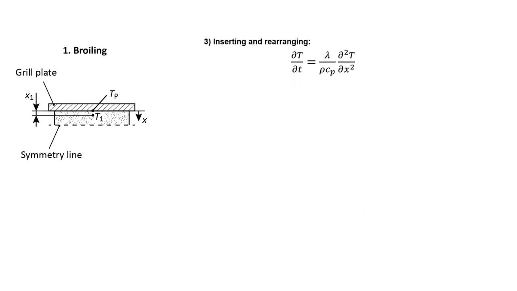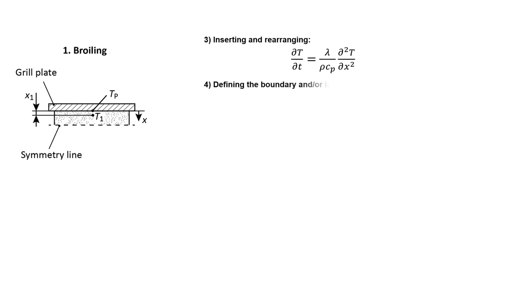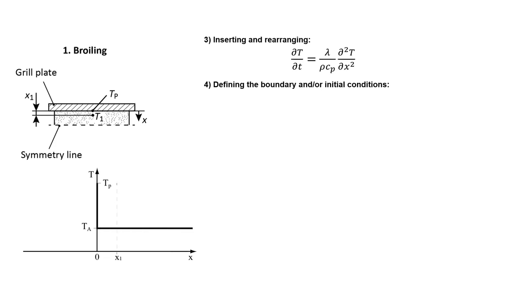To solve this equation, we need one initial condition and two boundary conditions, as the temperature has been differentiated once with respect to time t and twice with respect to position x. A good idea is to make a sketch of what the temperature profile will look like as a function of x and t. Initially, the temperature in the entire body is equal to that of the ambient temperature Ta, which represents this thick line.